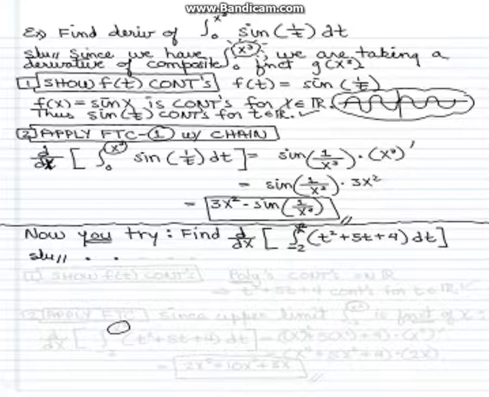You try to find the derivative of the integral from -2 to x squared of the polynomial t squared plus 5t plus 4 dt. So go ahead, you're going to use step 1 and step 2, but pause the video, try to work it out, and come back and restart to see how you did.